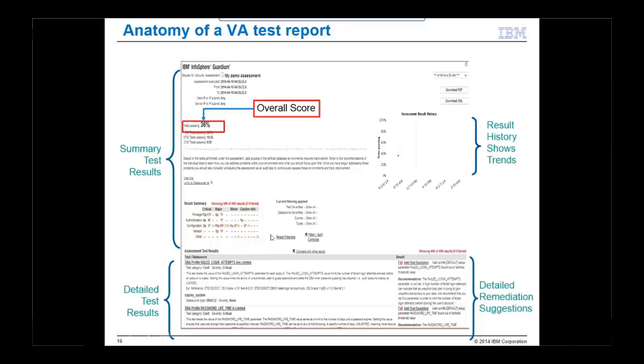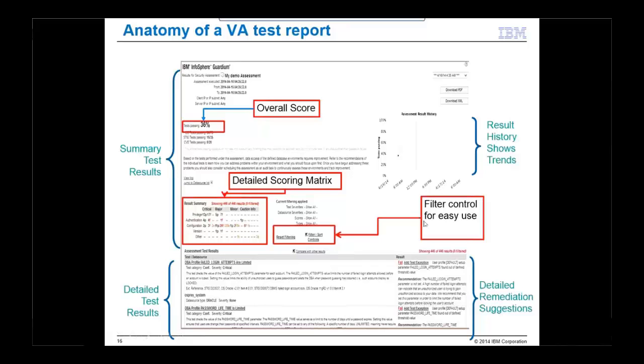But what you'll see is that you always see an overall score, you'll see a detailed scoring matrix, and you will see filter controls here, as well as trending information and results of how things have progressed over time. So you have a baseline and see the trends, whether you're regressing or progressing.